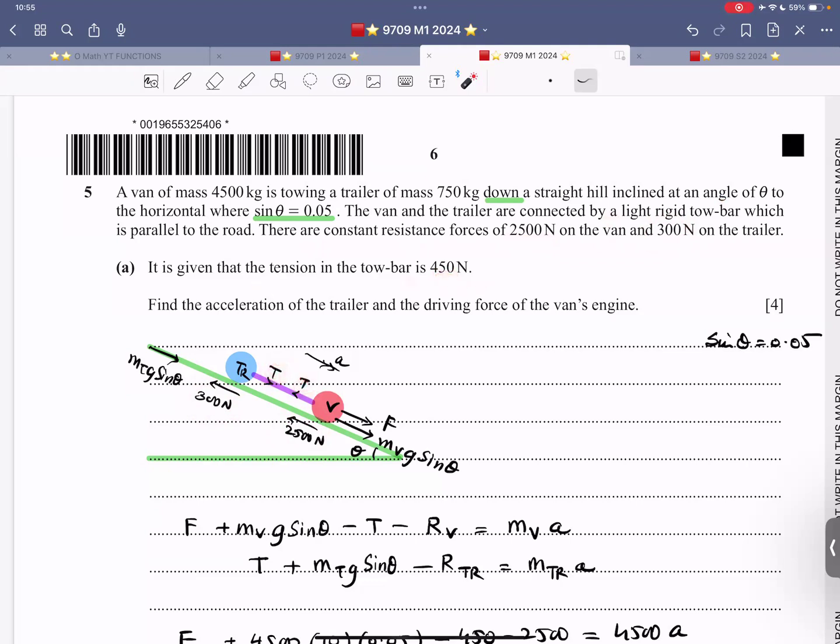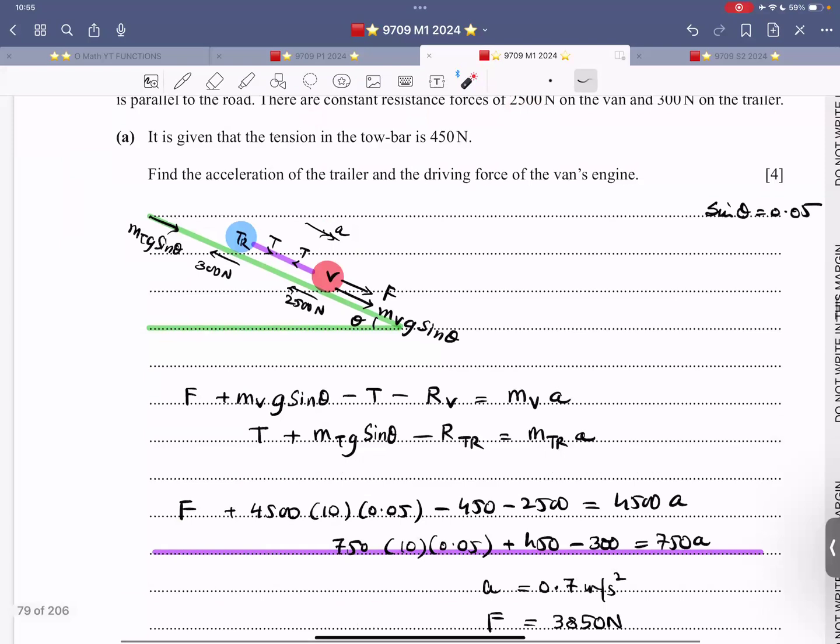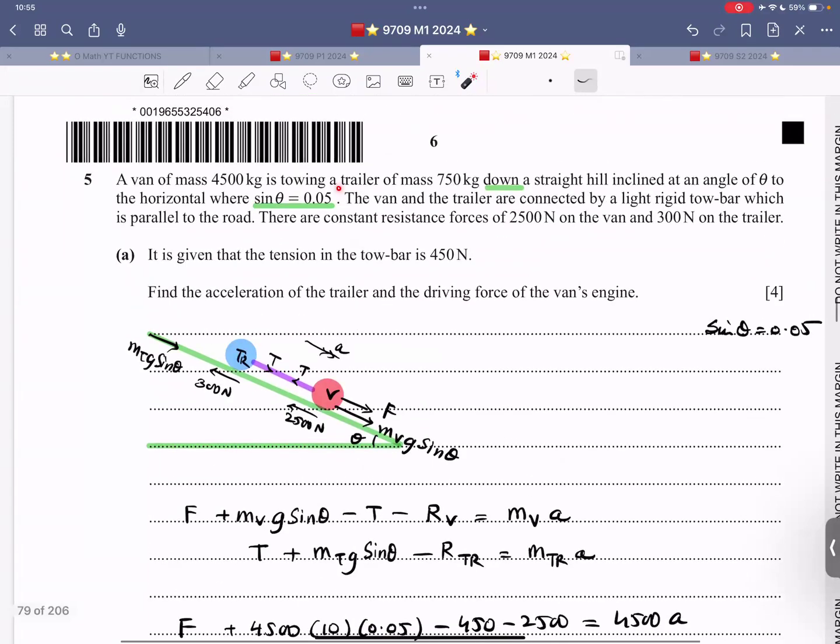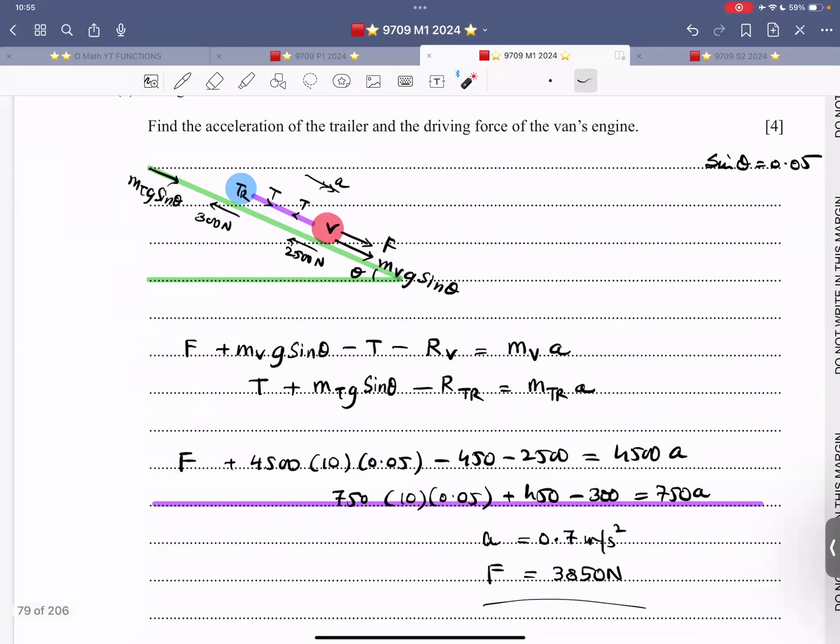So this value is given. Find the acceleration and the driving force of the van's engine. So now, are they moving down or moving up? That needs to be said. The van is towing a trailer down a straight hill. So it's moving down. That is the first thing that you need to realize. mg sine theta for the van down, mg sine theta for the trailer down, tension for the trailer pointing down, tension for the van pointing up, acceleration is down, resistive forces naturally in the opposite direction.